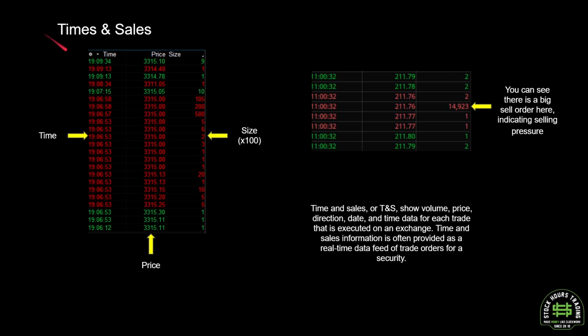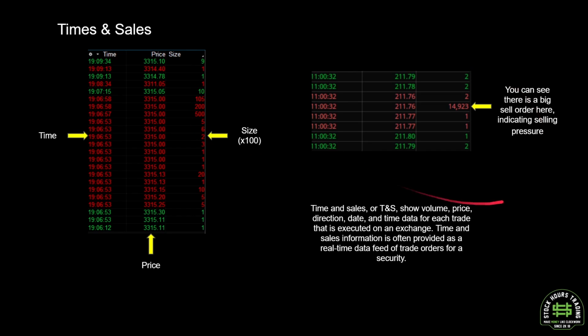On the left side of times and sales, you can see we have our time, and this is real time, so this will just be constantly moving basically when the market's open. We have our price, so what price the shares were executed at. And then we have our size, and the size is times 100. So when you see 9, that's literally 900 shares.